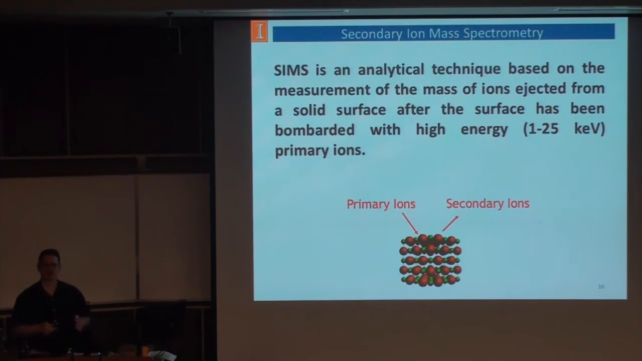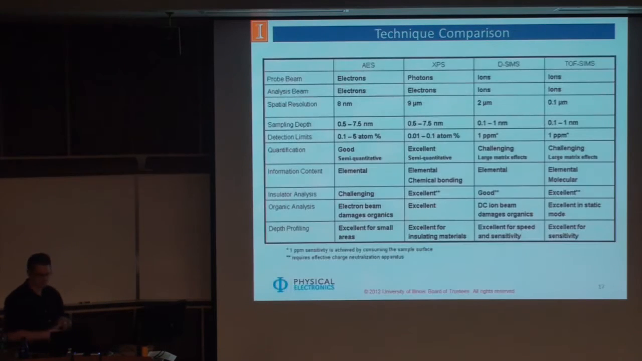And in this case, high energy is not the same high energy that we used for RBS. It's about 1 to 25 keV primary ions. And so yes, we're talking about electron clouds here in the sputtering process. The measurement of mass allows us to examine isotope differences, which is something you can't do with other techniques. And the technique itself is most effective for concentrations below 1%.